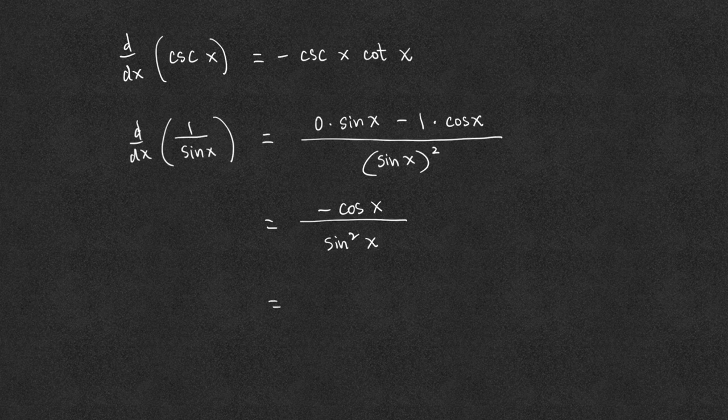We then follow the convention and split this into two factors, negative 1 over sine of x times cosine of x over sine of x. The first factor, negative 1 over sine of x, is negative cosecant of x, and cosine of x over sine of x is cotangent of x. This shows that the derivative of cosecant of x is negative cosecant of x times cotangent of x.